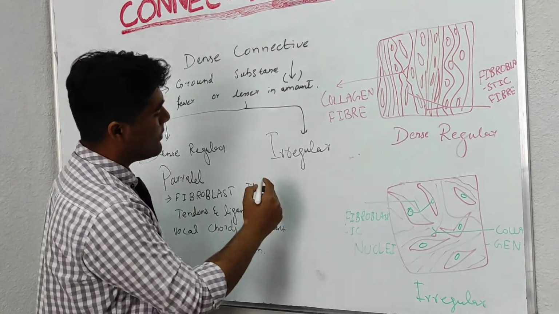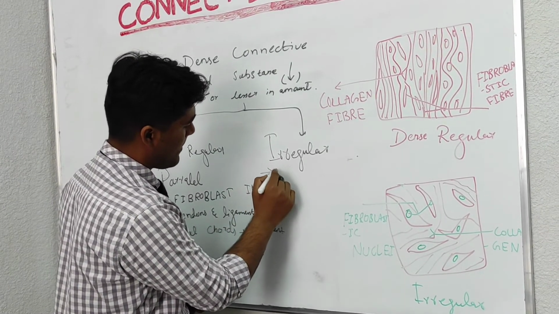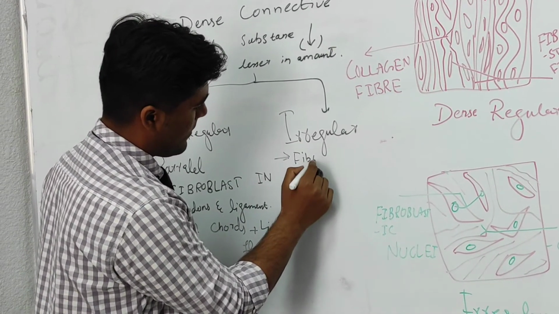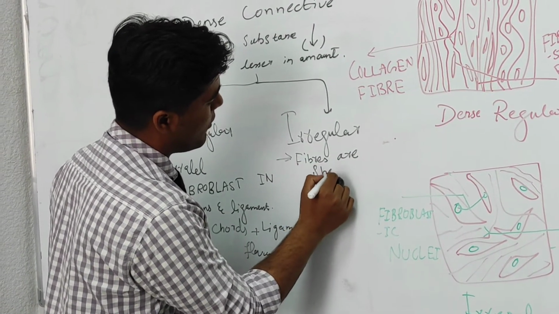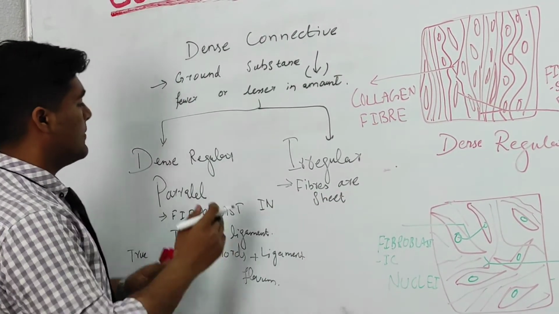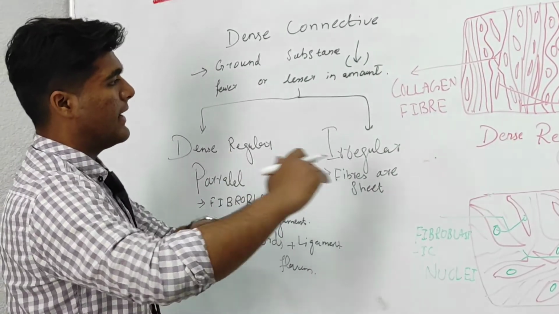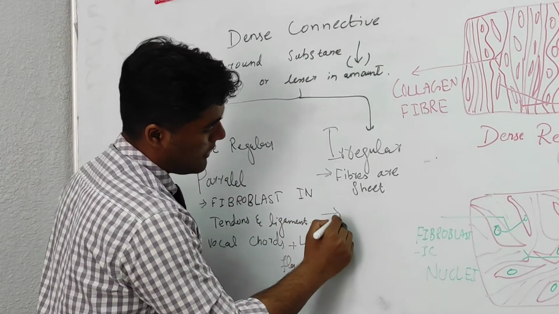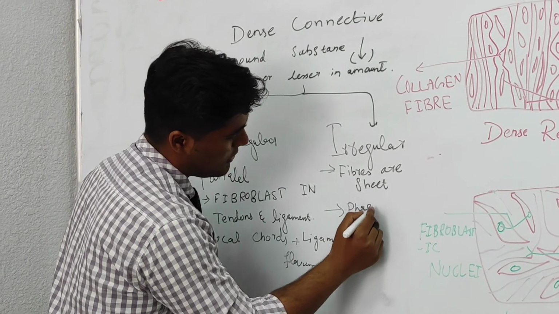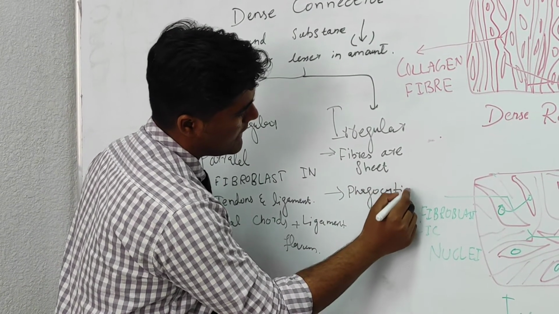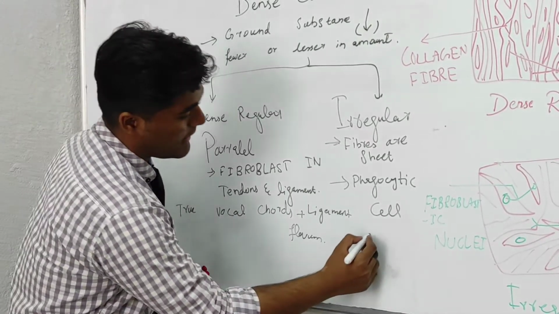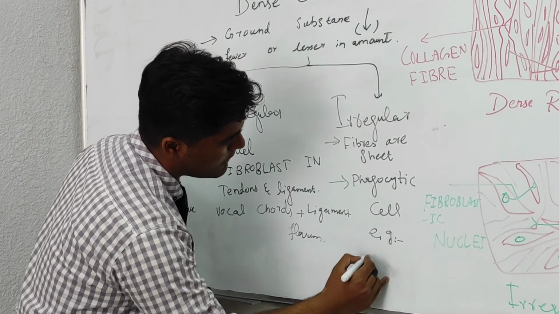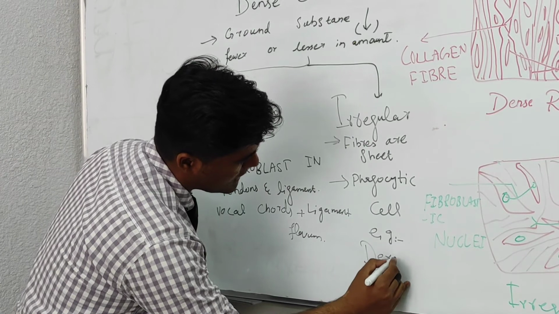And in dense irregular connective tissue, fibers are arranged in a sheet-like form, not in parallel as we have in regular, where fibers are arranged parallelly. Few phagocytotic cells are also present in dense irregular connective tissue. An example of dense irregular connective tissue is the dermis of the skin.